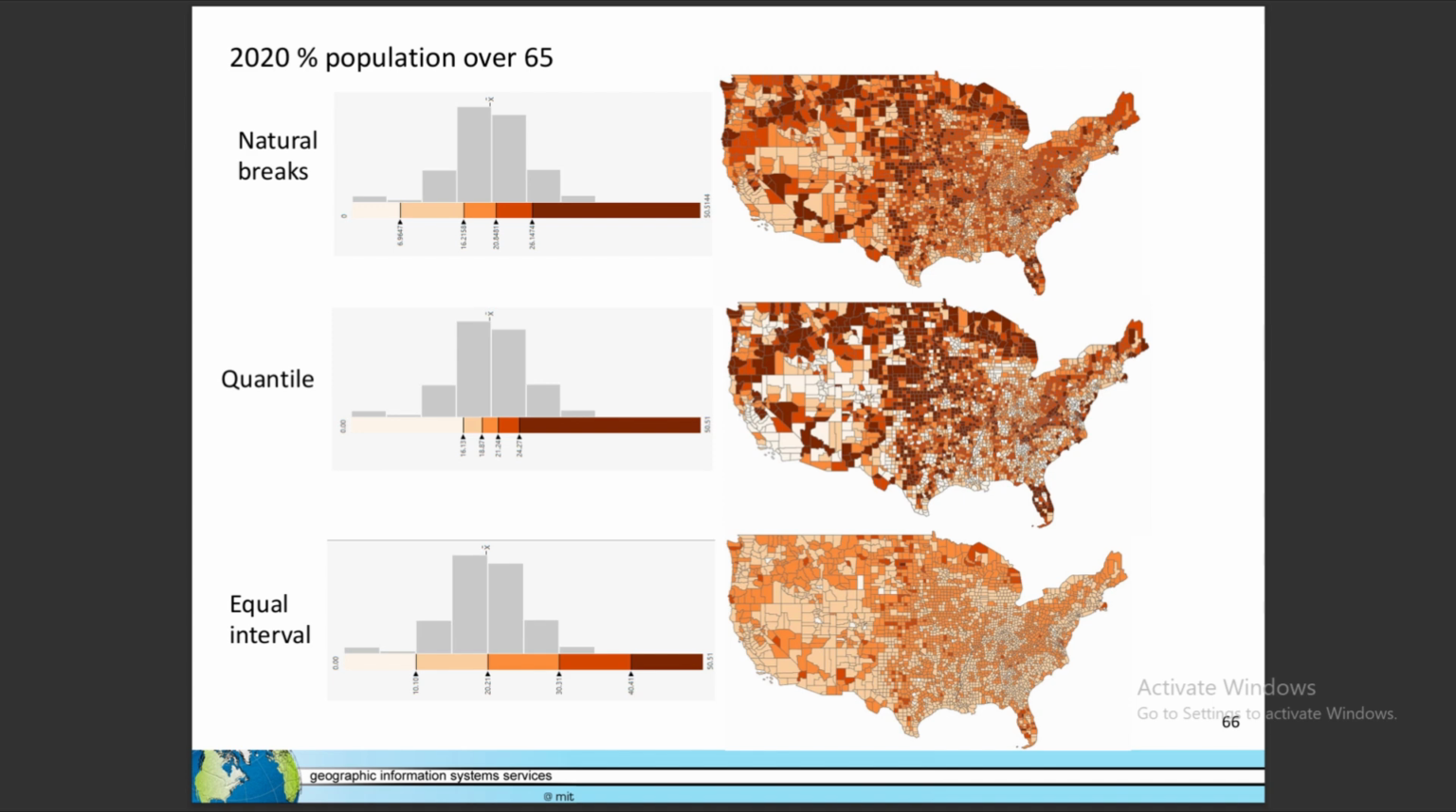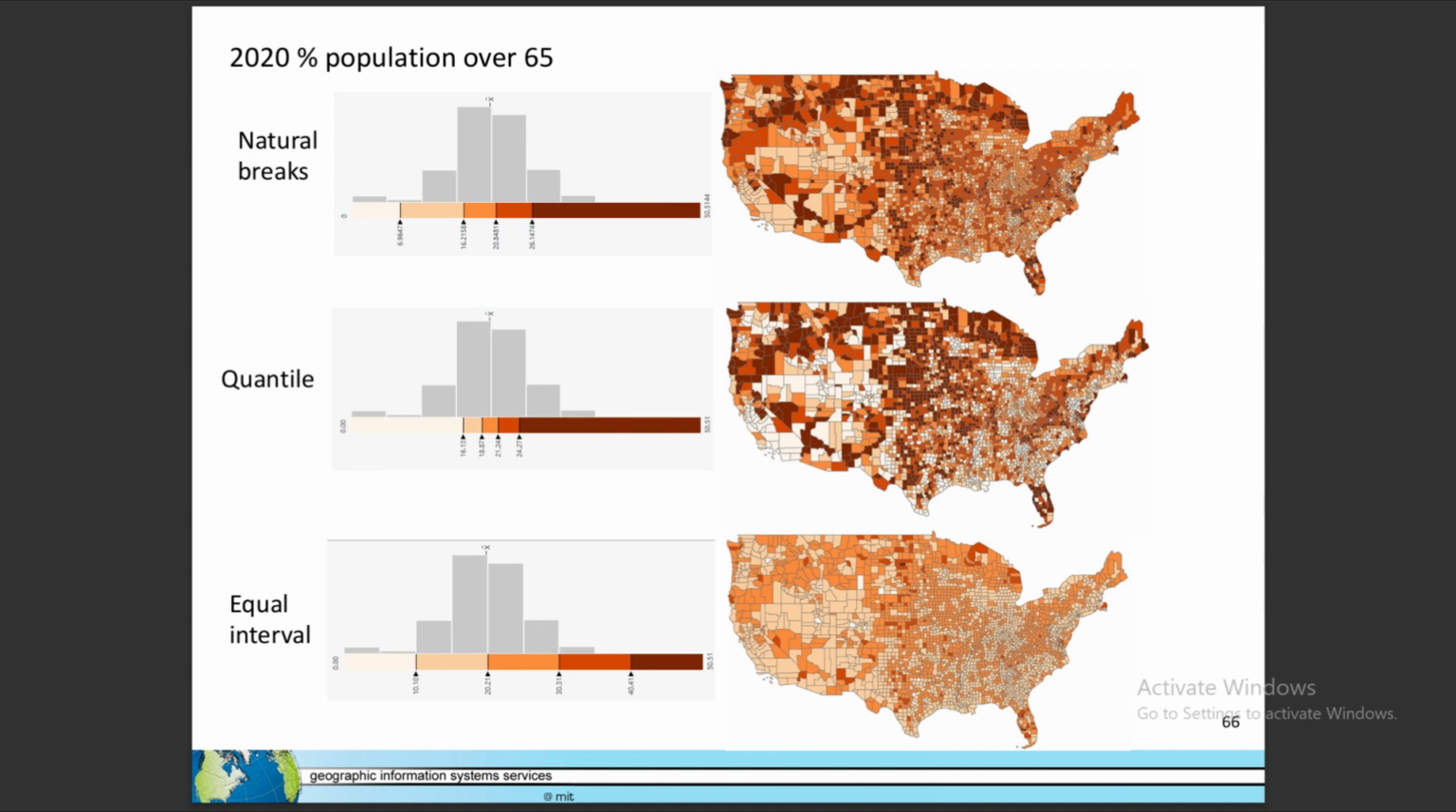High elderly counties stand out clearly. Quantile, more evenly distributed shading. Every class appears frequently. Equal interval, because most counties cluster in the lower range, the top classes are very rare, making much of the map appear in lighter shades. Same data. 3 very different visual stories.